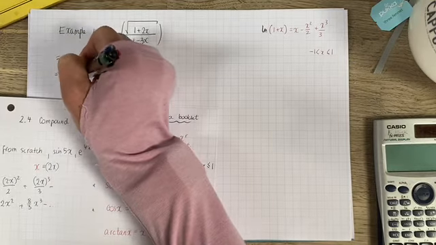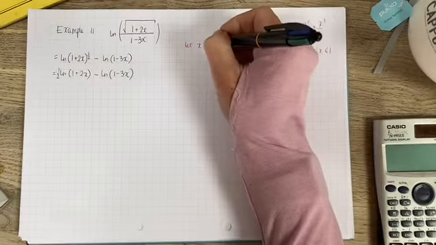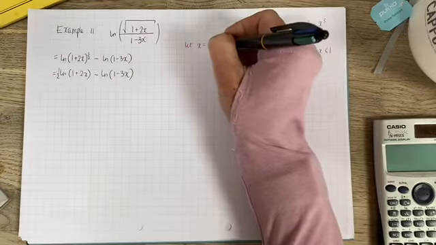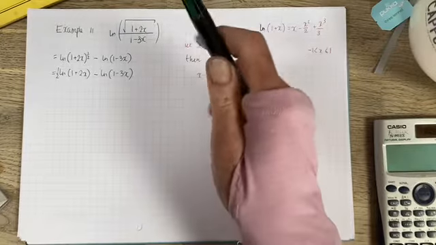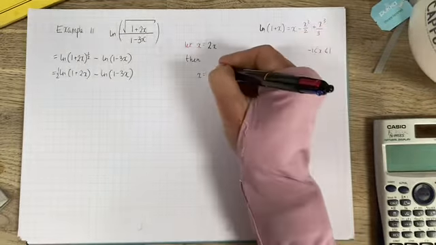So we're going to use our expansion in the red, to first of all let x be equal to 2x, and then let x be equal to minus 3x. Okay, so what will we get?